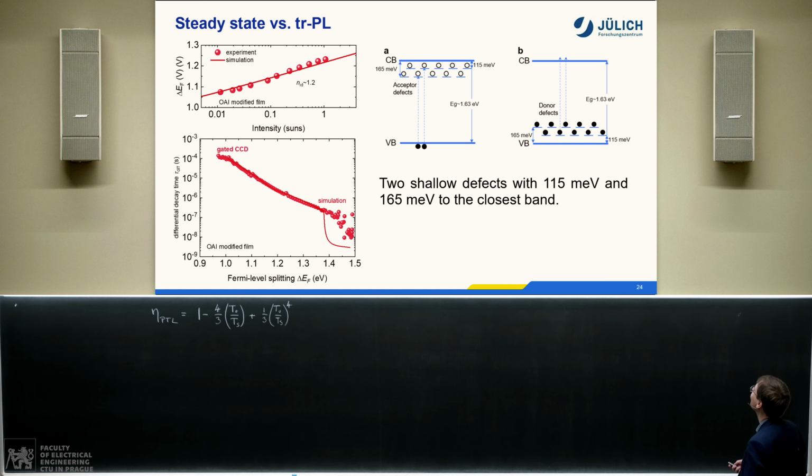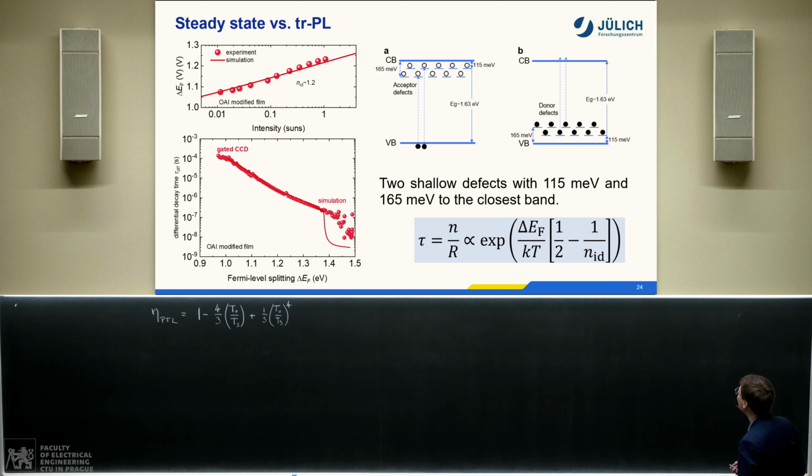Okay. And then the funny thing is, just have a look at this equation here. It's very, very simple. So if you say tau has something to do with electron concentration over recombination rate, and we're pretty sure our sample is intrinsic, that means the electron concentration would go with Fermi level splitting over 2 kT. But the recombination rate would go with Fermi level splitting over ideality factor kT. Then the ratio would go with Fermi level splitting over kT times 1/2 minus 1 over ideality factor.